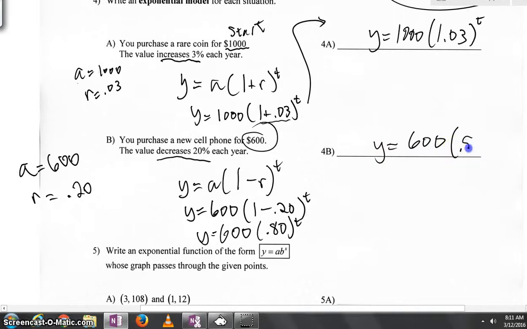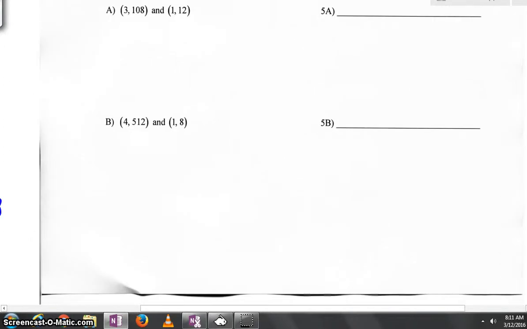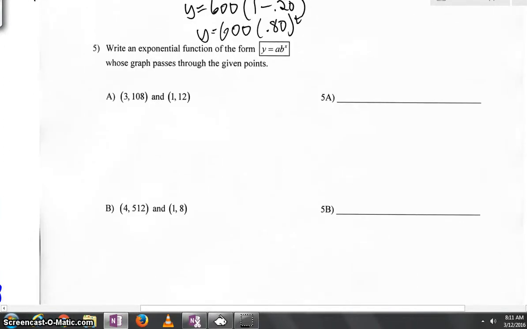You can use this equation now to determine how much your cell phone would be worth 1 year from now, 2 years from now, 3 years, whatever it may be. All right, so taking a look at the last two problems on this page, this is something we've been doing recently. You're going to be dealing with an exponential growth or decay function. You're given 2 points on it, but you're going to be asked more or less to find the exact equation, find the a and find the b.